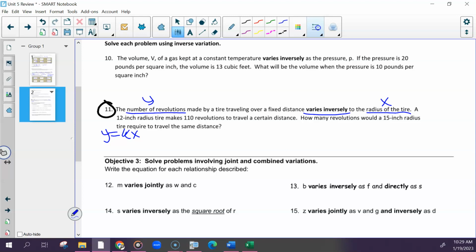Then it says a 12-inch radius, so radius is x, makes 110 revolutions. That's how many times it spins completely. We can use those two numbers to find our k. So 110 over 12. I'm sorry, this is inverse. And I wrote both of these wrong. My bad. y equals k over x. k equals 110 times 12. I was like, that doesn't look like what I did earlier. My bad.